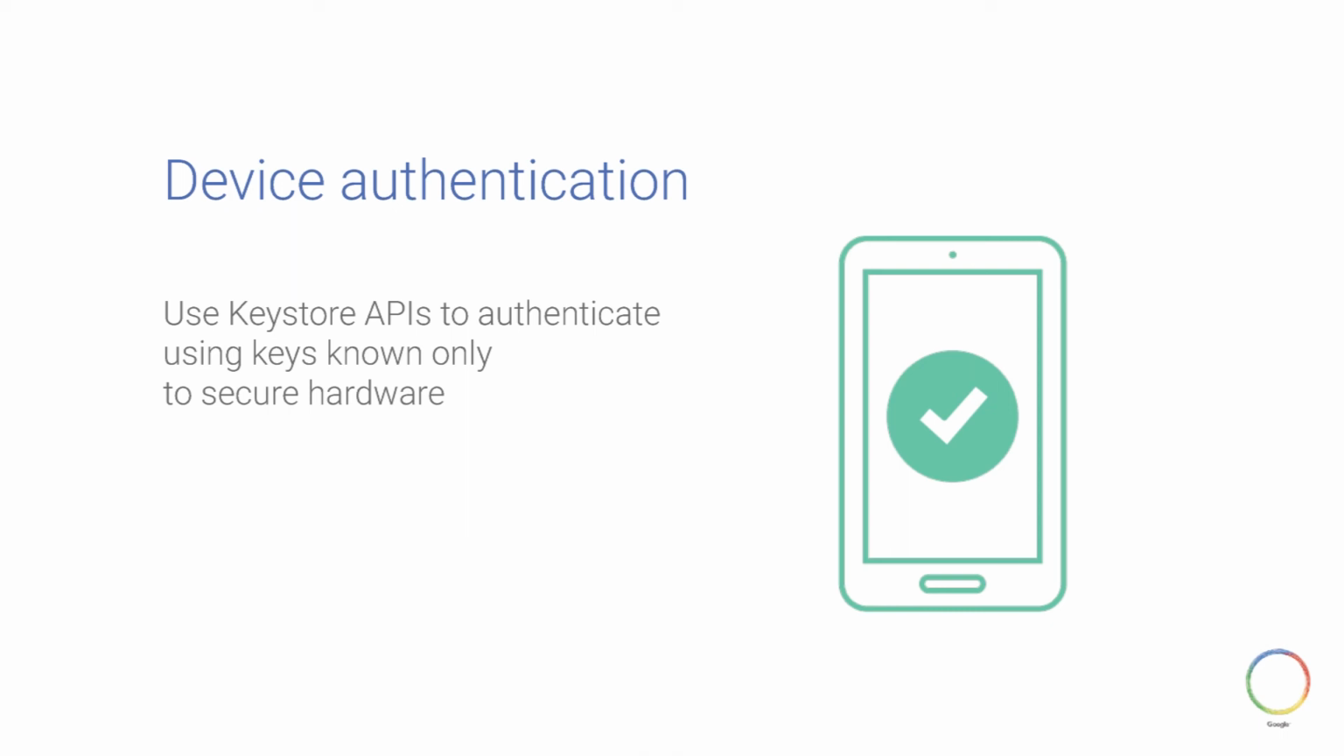So if you want to authenticate the device, you can use the Key Store API for this. The Key Store API allows you to generate a certificate pair. So you can use that certificate pair to identify a particular device in your communications. And because the key store can be backed by hardware on compatible devices, you can be sure that it can't be cloned or tampered with. It basically means that the key can't be extracted or cloned.